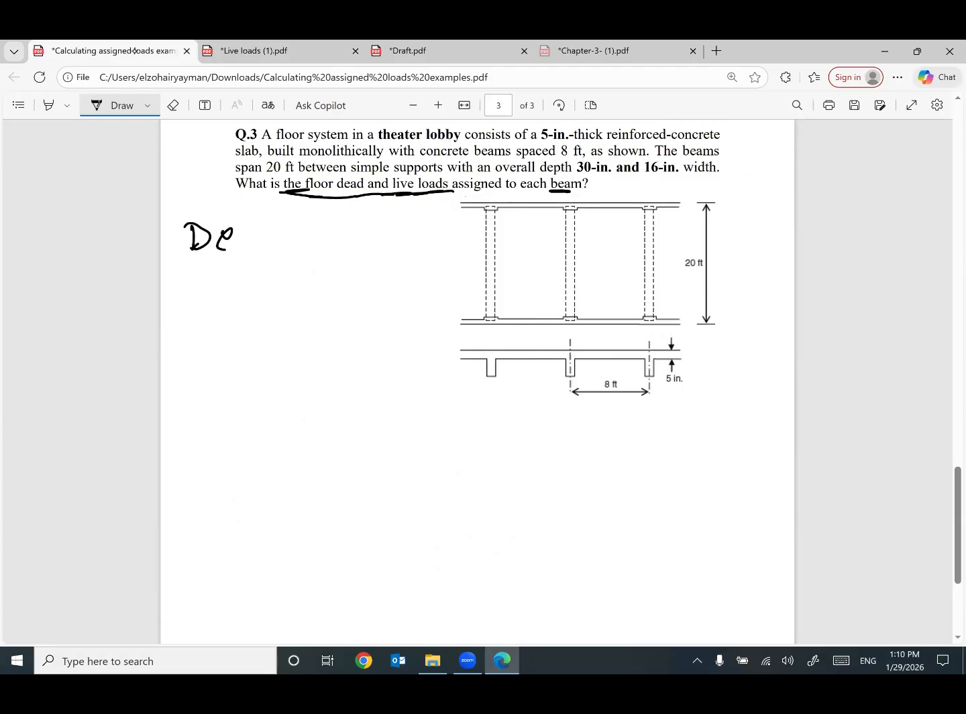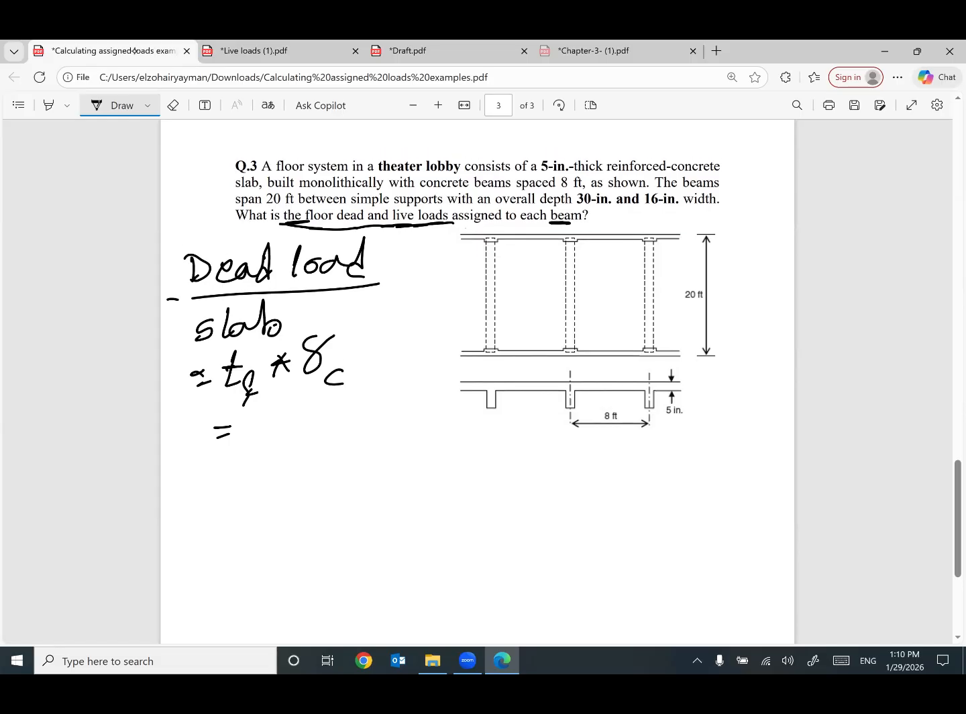What is the total dead load on the slab? Very simple. Thickness times gamma concrete. The thickness of this slab is given by 5 inch, divided by 12, times 150. One of the mistakes you can make here is that you do not divide by 12. We cannot multiply 5 by 150. It's wrong. Different units. So the value will be 62.5 pound per square feet.